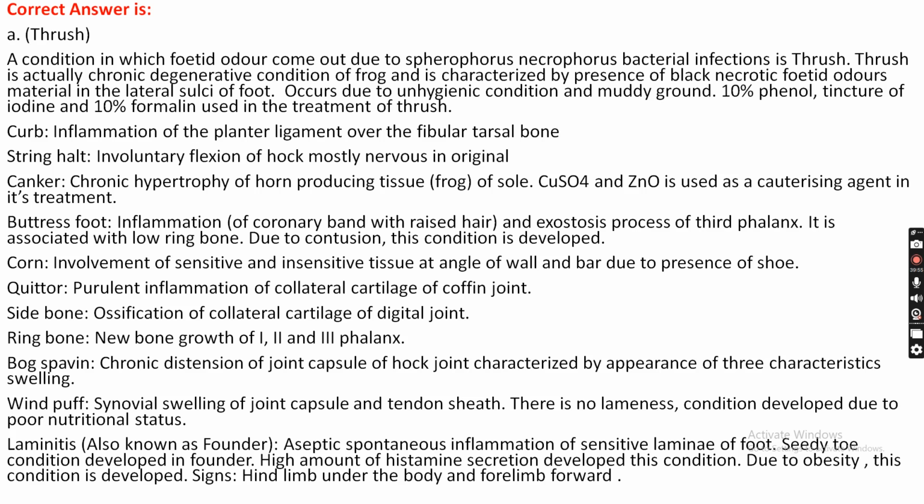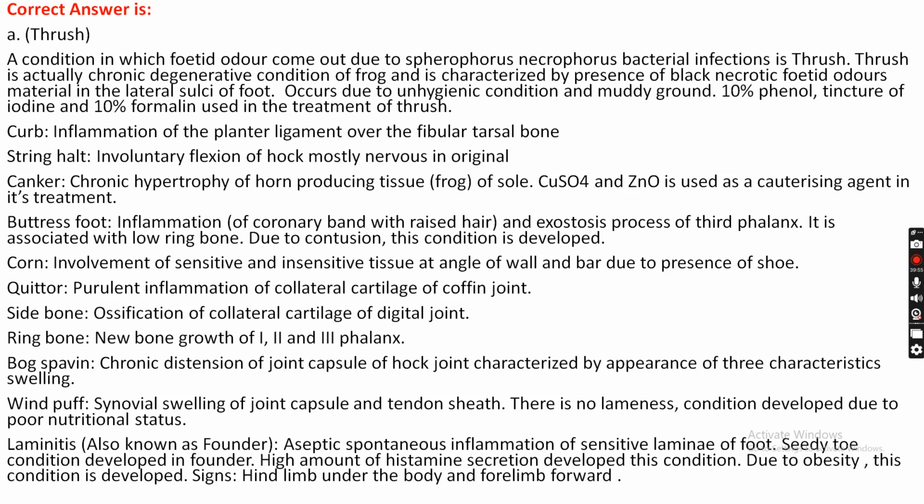Okay. Buttress foot is mainly characterized by two things. There is an exostosis condition, and there is an inflammation of the coronary band. The exostosis is extra bone formation in the third phalanx. It is associated with low ringbone, and the major cause of buttress foot is contusion. Okay. Corn is the involvement of sensitive and insensitive tissue at the angle of the wall and bar due to pressure of shoes. Okay. And quittor is a purulent, that is pus-forming, inflammation of the collateral cartilage of the coffin joint. Okay.